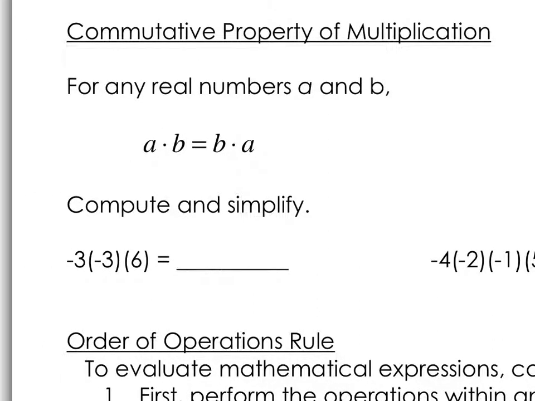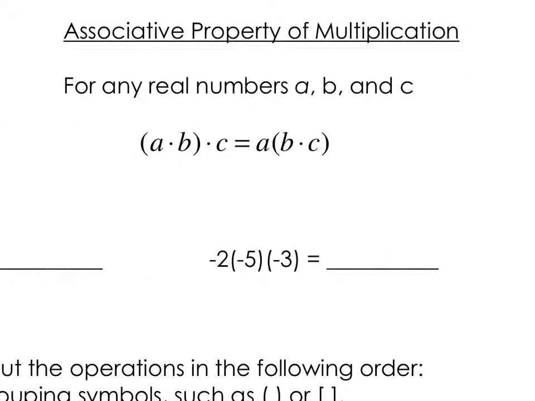The commutative property of multiplication. For any real numbers a and b, a times b is b times a. So the order in which you multiply doesn't matter. 2 times 3 is the same thing as 3 times 2. You get 6 either way you do it. So order doesn't matter in multiplication.